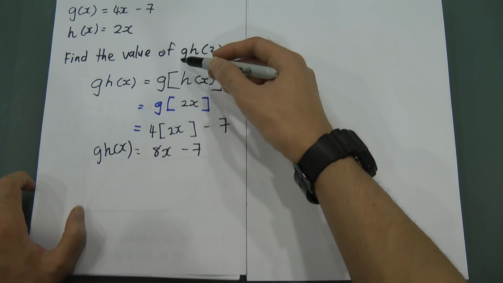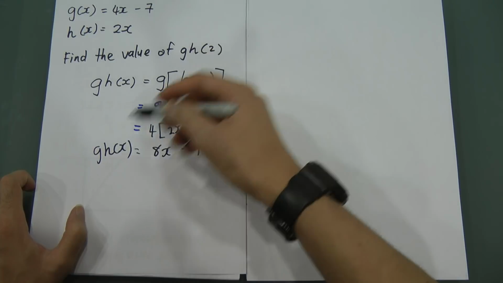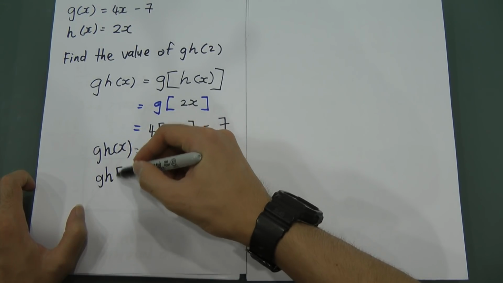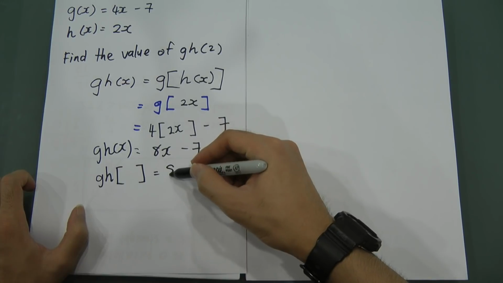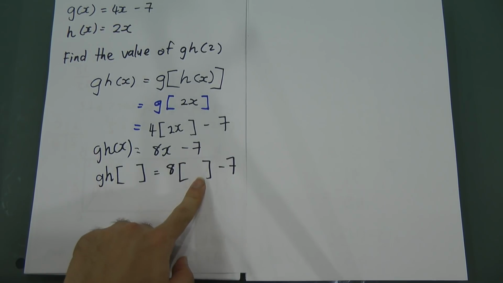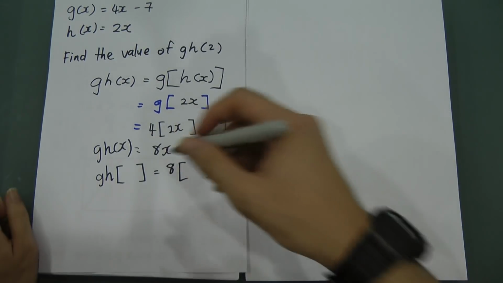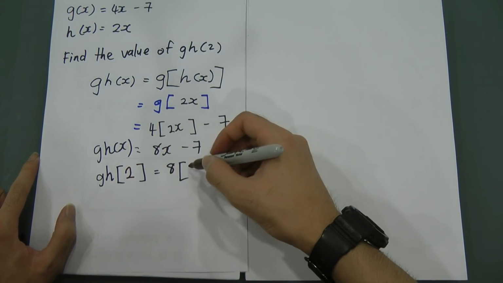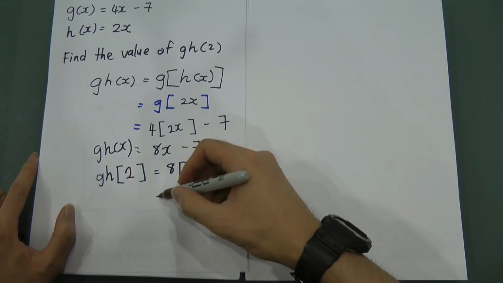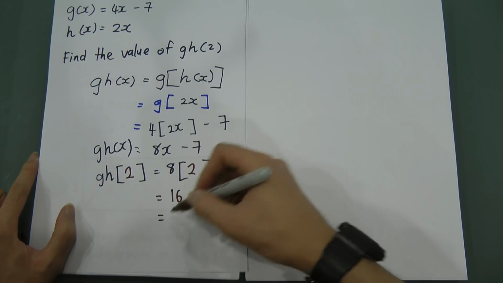Then you want to find gh(2), so you just substitute x with 2. So gh(x) equals 8x minus 7. I put brackets for x because later I can substitute any value I want. Here the x will become 2, so we get 8 multiplied by 2, which is 16. 16 minus 7, then we get 9.